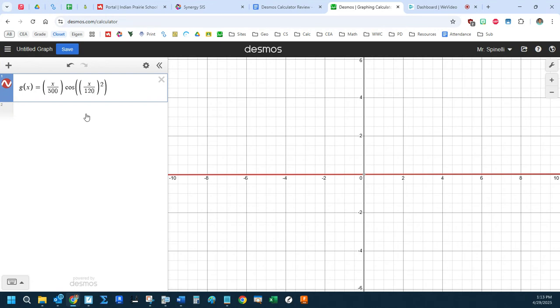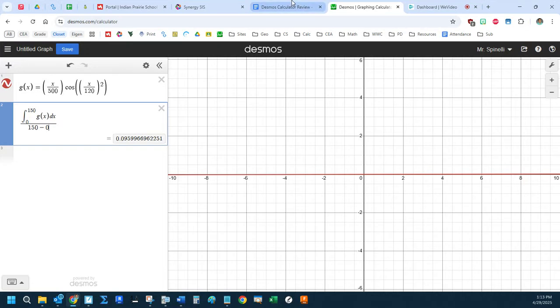So it says find the average value on the interval 0 to 150. So again, I'm going to integrate from 0 to 150 the function they gave me, and I'm going to divide all that by 150 minus 0. So this is the setup they want to see, and now I have the answer.